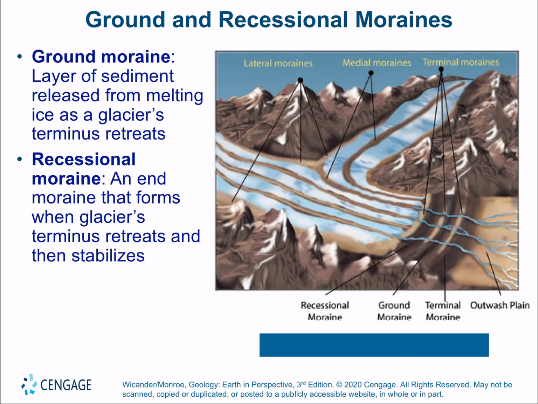You can also have what's known as ground moraine. That is your sediment that's released from the melting glacier as your terminus starts to retreat. You could have what's known as a recessional moraine, which is an end moraine that's formed when the glacier's terminus retreats and then stabilizes. So anytime your terminus retreats, you can have a recessional moraine formed. And you can see in this picture, the lines are pointing to a recessional moraine, a ground moraine, as well as the terminal moraine.